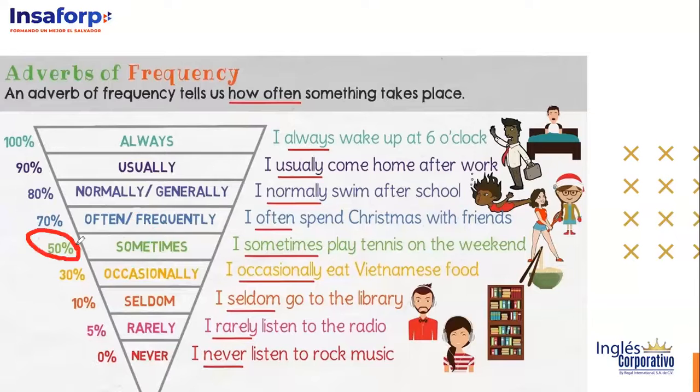With 50%, you can use the adverb of frequency, which is sometimes. And example, I sometimes play tennis on weekend. Okay. With 30%, you can use occasionally. Okay. And the example will be, I occasionally eat Vietnamese food. Occasionally.